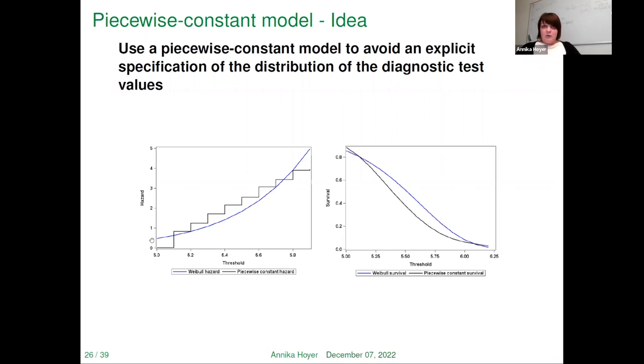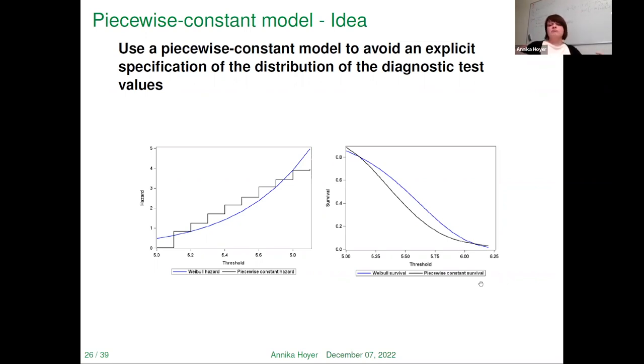We are on the hazard scale. We have here in blue depicted the hazard of a Weibull distribution. And as a black step function, you can see what can be done using a hazard function that is constant in predefined intervals. So the step function is used to approximate the blue Weibull hazard function. I think this looks not that nice if we only look at the hazard function, but if we transform it on the survival scale, you can see what's happened. We have in blue our Weibull survival function, and in black the survival function from the piecewise constant approach.